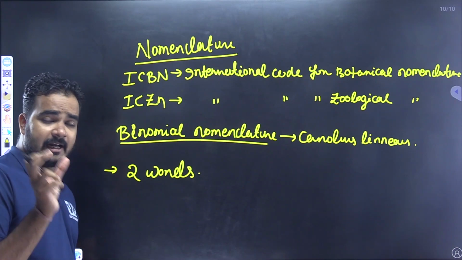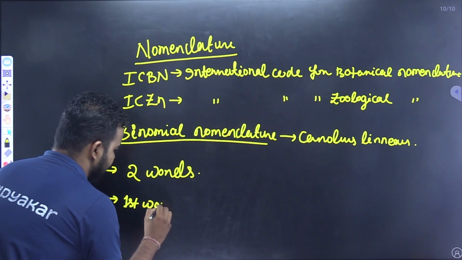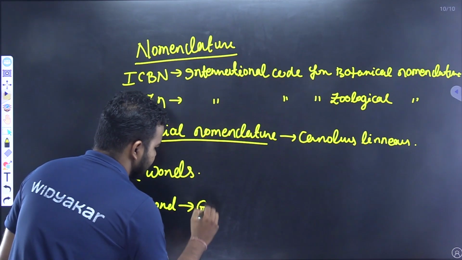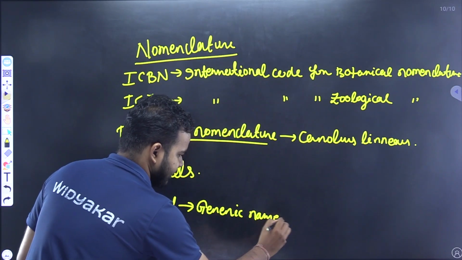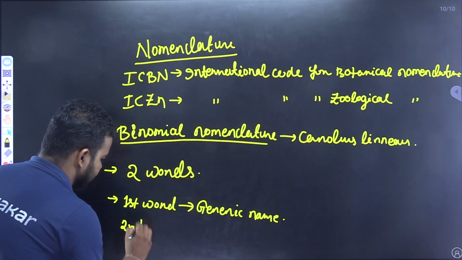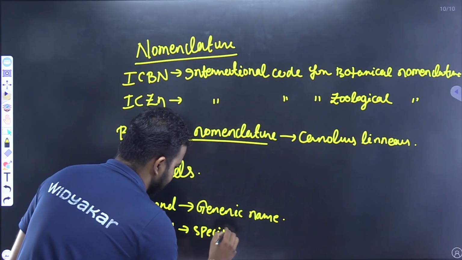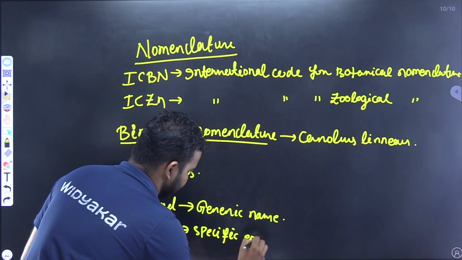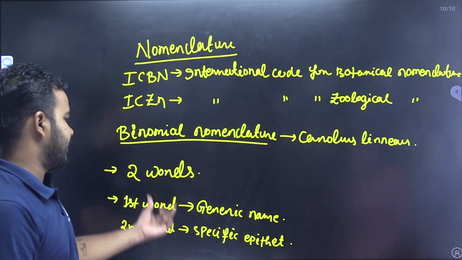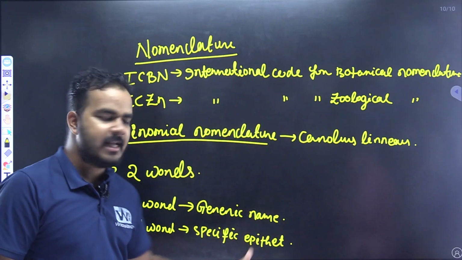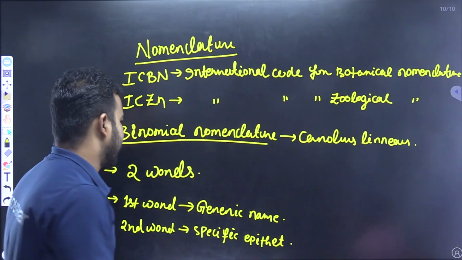The first word is called the generic name or genus. The second word is called the specific epithet, or simply the species name. So the first word we call the generic name or genus, and the second word we call the specific epithet or species. Clear? Okay, what are the other rules?